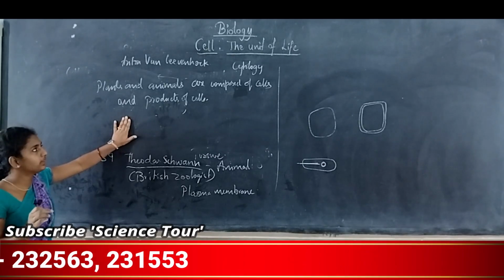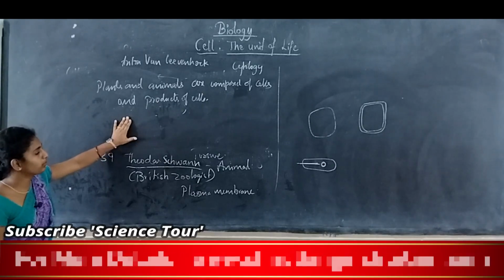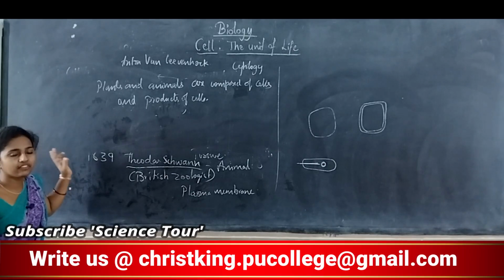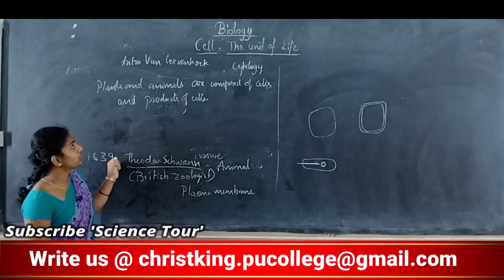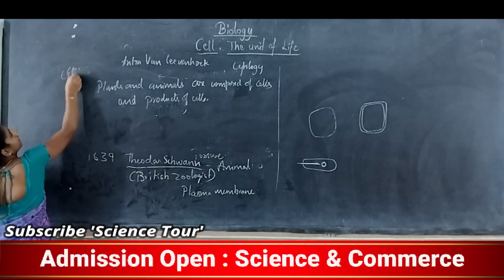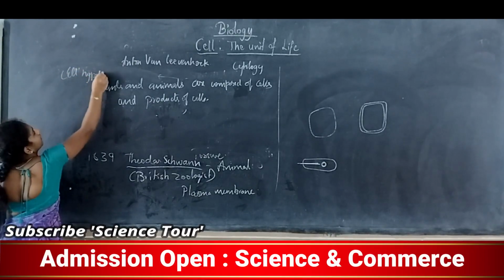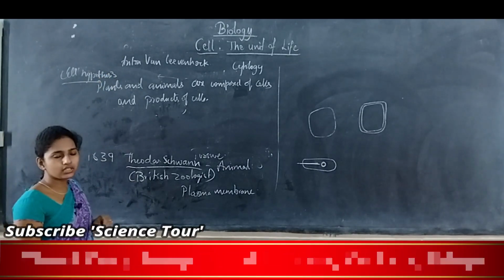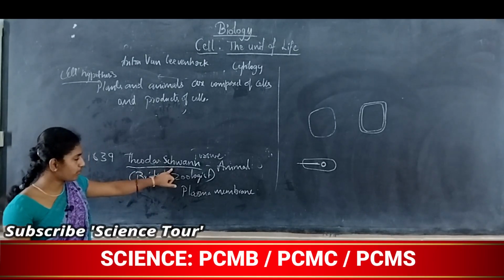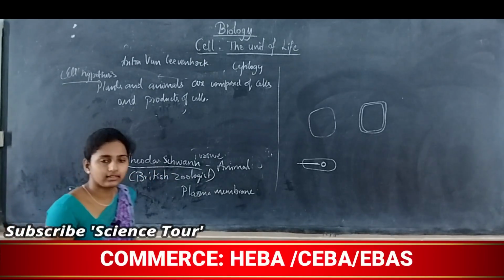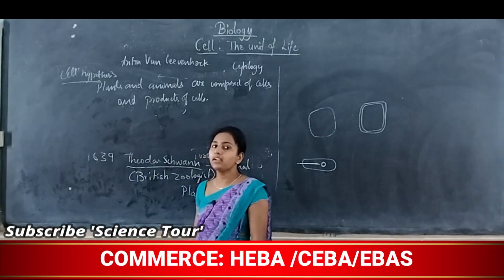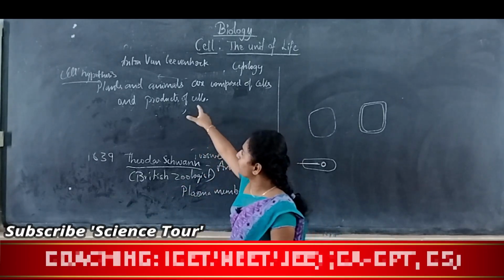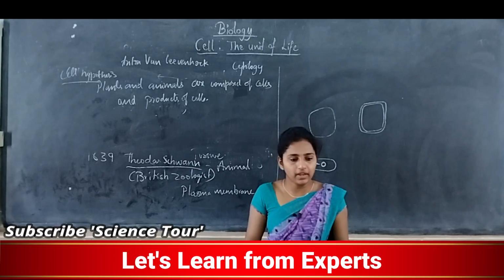Later, both Theodore Schwann and Matthias Schleiden formulated the cell theory. This is the cell hypothesis, initially given by Theodore Schwann. Later Schleiden and Schwann formulated the cell theory. In the cell theory they modified this definition.